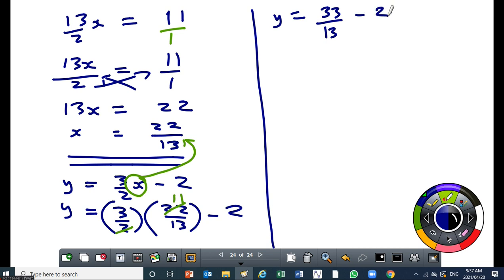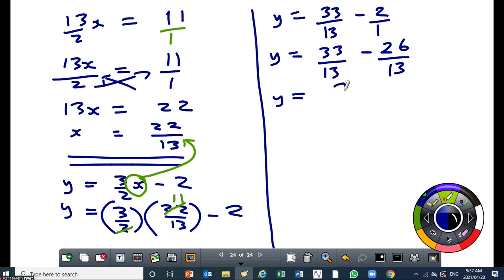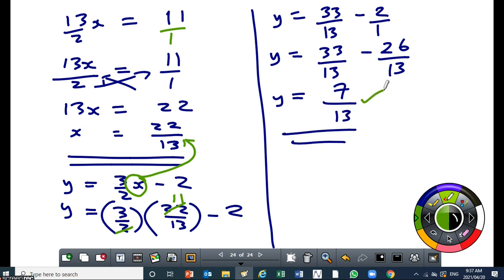Then my knowledge of fractions is required for me to carry on. The denominator of that 2 is a 1. The LCD is going to be 13. So I'll multiply the 2 by 13, the 1 by 13. If I do that, I'll get y equal to 33 over 13 minus 26 over 13. And this will give me y equal to, well, that's 7 over 13. So that's my y value. So I've got my y there and my x there. So both x and y are, well, you can call them common fractions if you want.